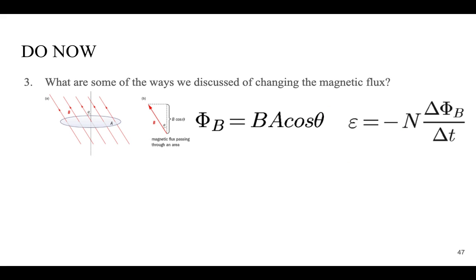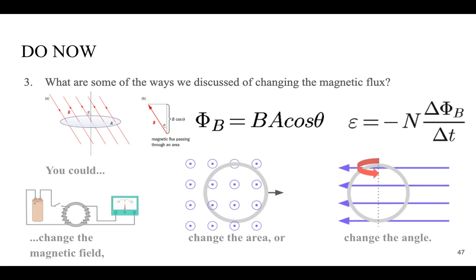So what are some of the ways we discussed of changing the magnetic flux? Look at your formula for magnetic flux there. We have phi sub b is equal to BA cosine theta. If you want to change phi sub b, you can either change B, the magnetic field, change A, the area, or change theta, which is the angle between the magnetic field and the area, or really the line perpendicular to the area.